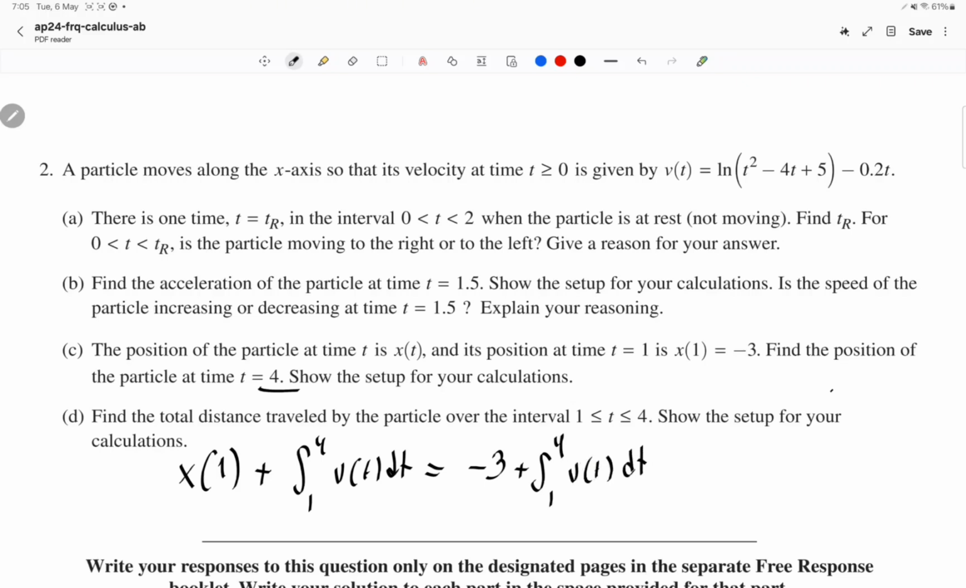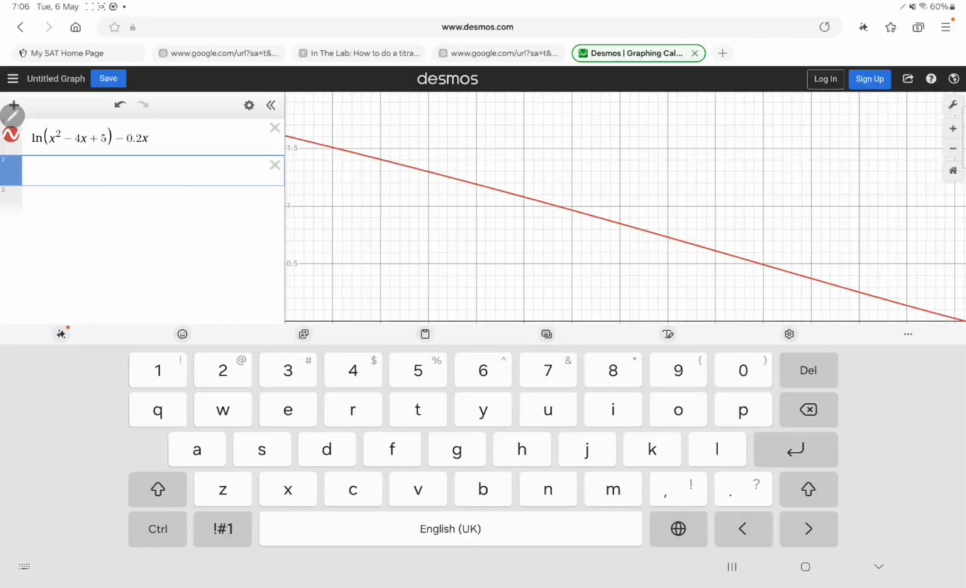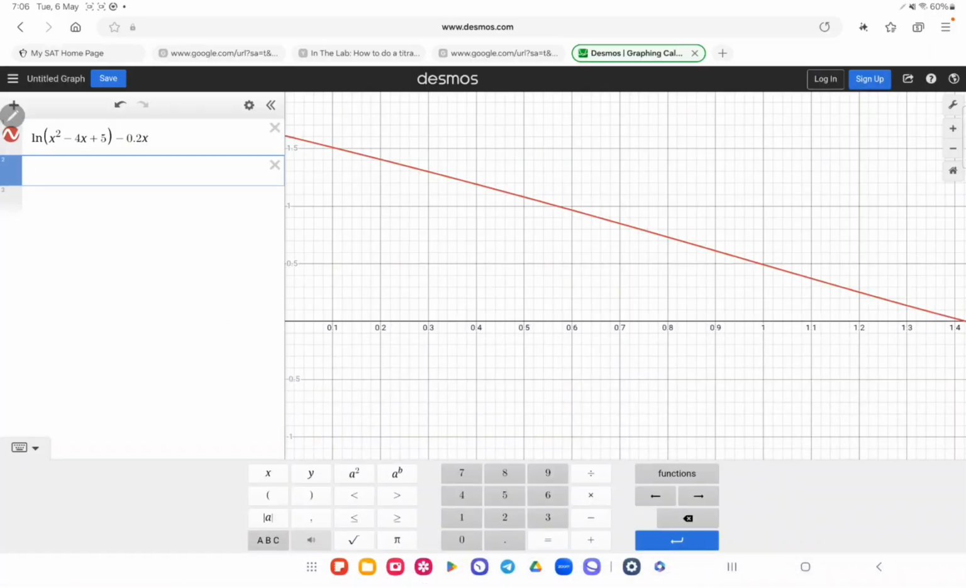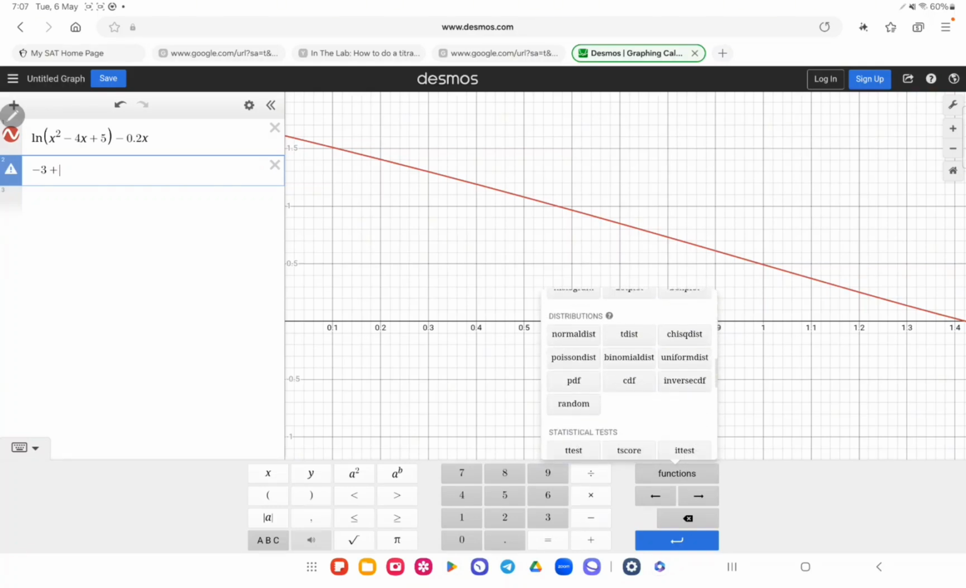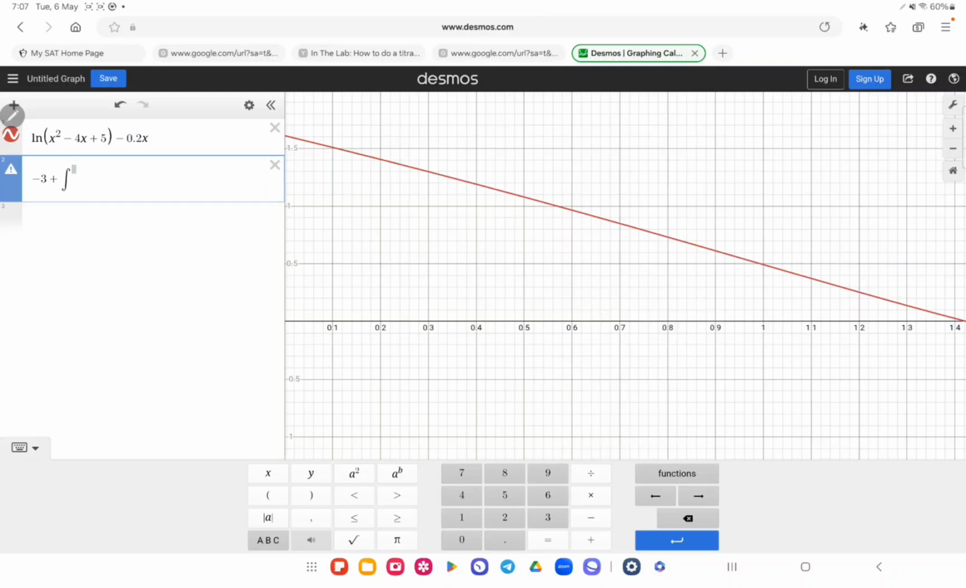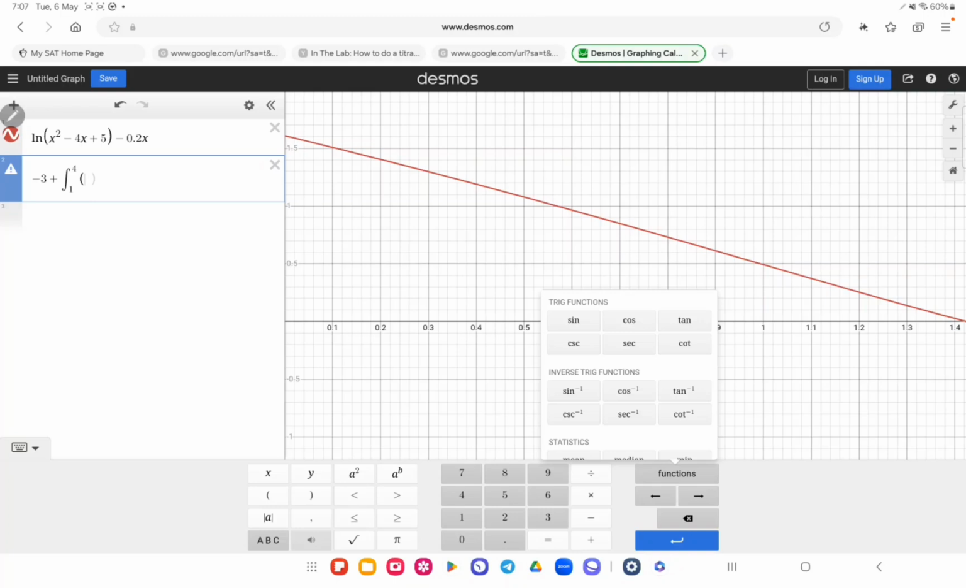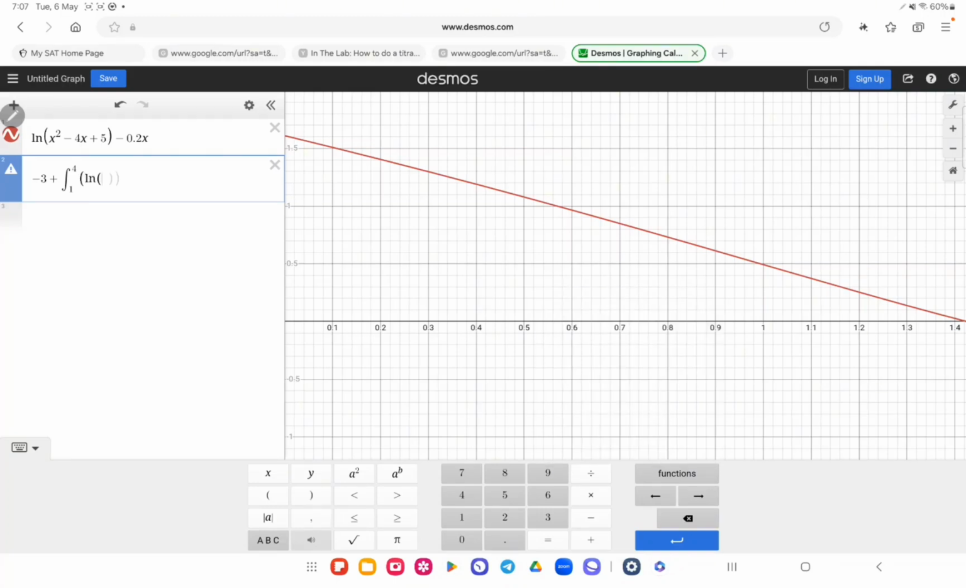So now, please go to Desmos or your graphing calculator and do the math. So here I will do -3. I got -0.59. Okay, function integral from 1 to 4, and now just put your velocity equation. So put a bracket. Yeah, now it's right, thank you. How did you get it wrong the first time? I didn't put plus.